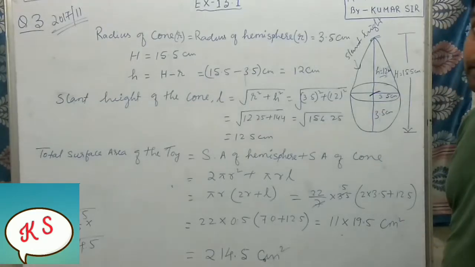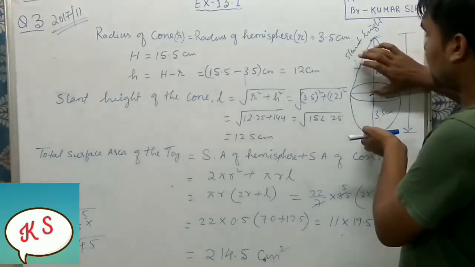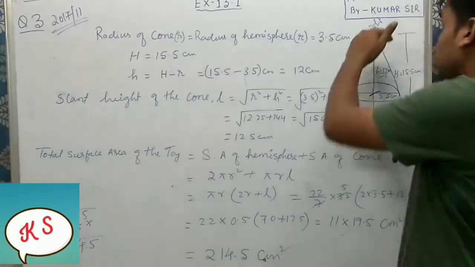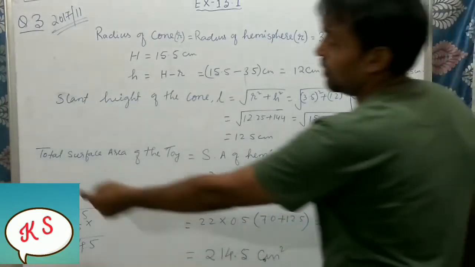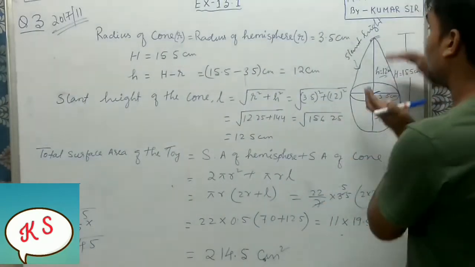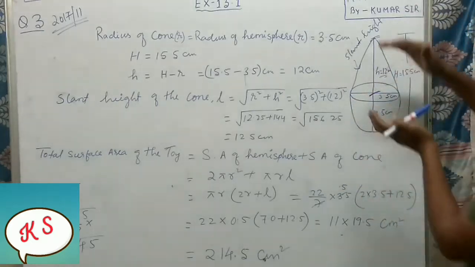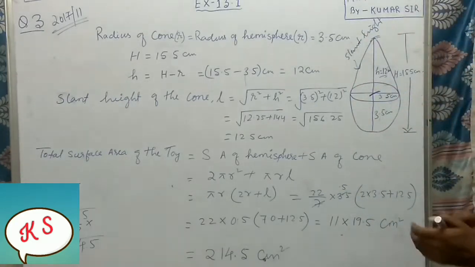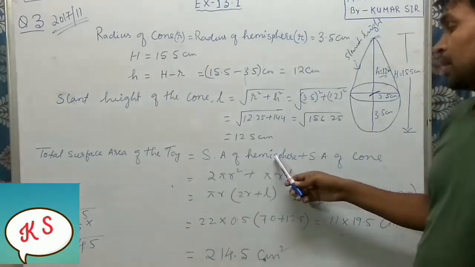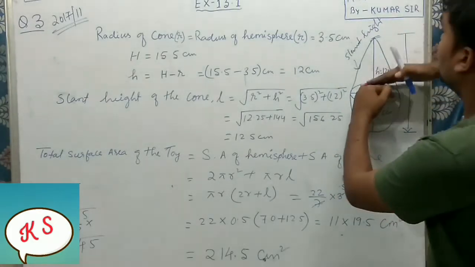Now they are asking in the question, find the total surface area of the toy. Total means including the cone as well as the hemisphere. Both we have to calculate. The toy means complete from here to here. So the total surface area of the toy will be the surface area of a cone plus the surface area of a hemisphere. Hemisphere means this part, plus the surface area of the cone above.